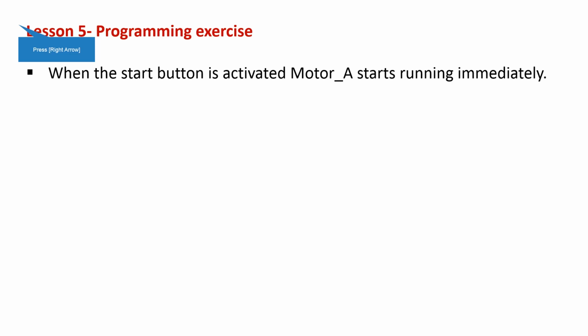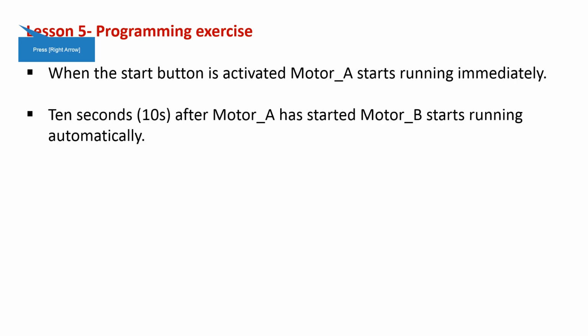So this is lesson 5 programming exercise. So what is it we are doing? It goes like this. When the start button is activated, motor A starts running immediately. So there's one start button. When it's activated, motor A starts running immediately. 10 seconds after motor A has started, motor B starts running automatically. So you activate the start button, motor A starts running immediately. 10 seconds later, motor B will start running automatically.